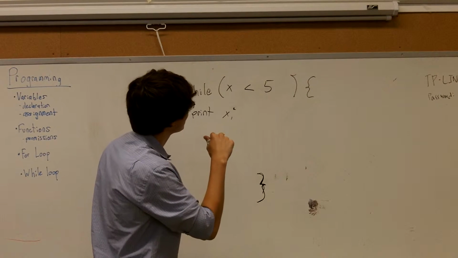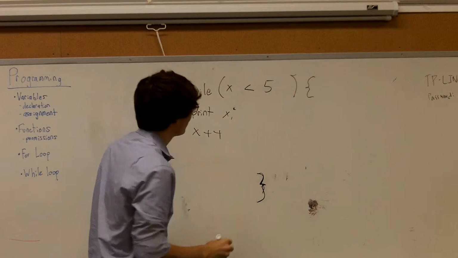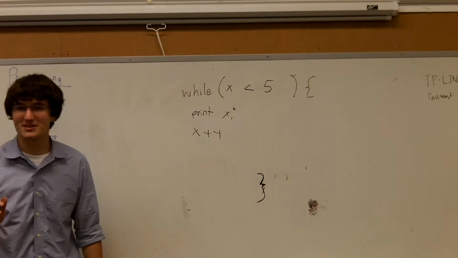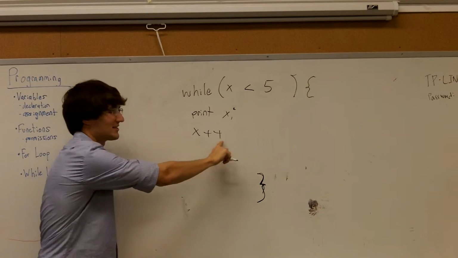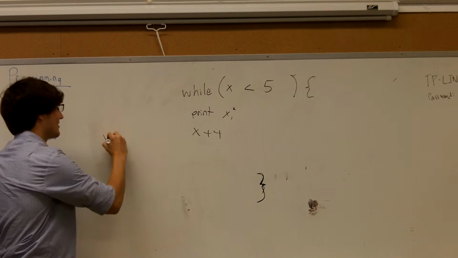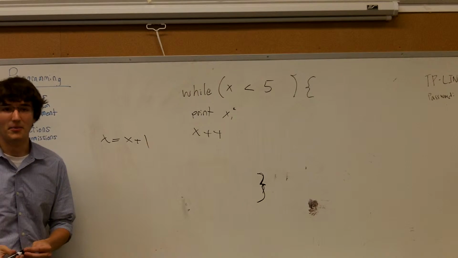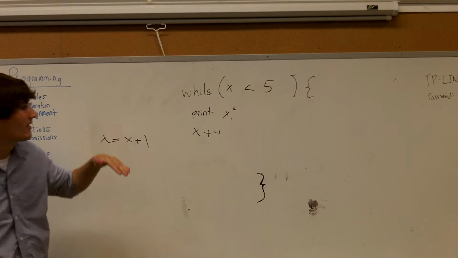Or while x is less than 5, so it would be x plus plus. Let me just go over the syntax for that real fast. X plus plus is something that we use in some of the languages as an incrementer. That is the same as doing x equals x plus 1. It basically just moves it up one thing.